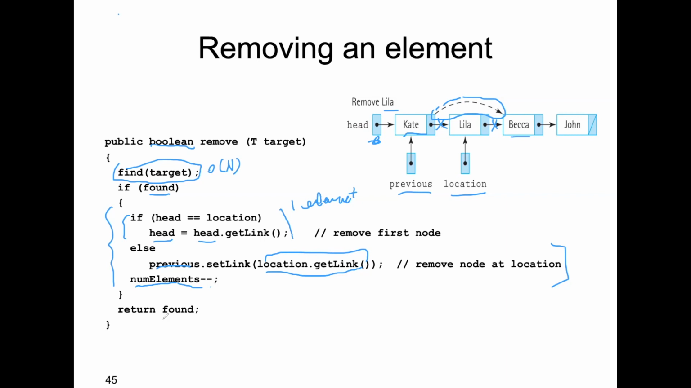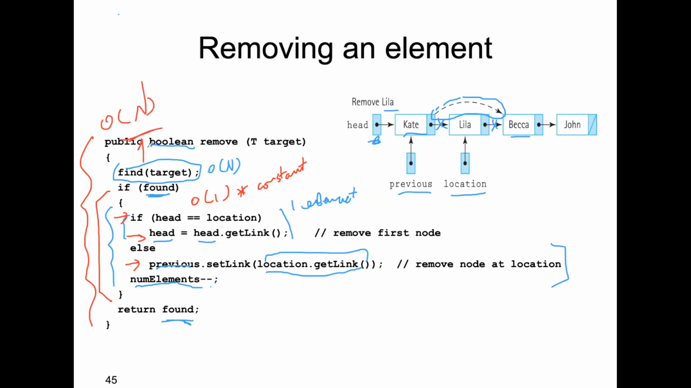Once done, return found. If found is not true to begin with, then this remove simply just returns found right away. Looking at the efficiency of your conditional clause here, there's no more iteration. Instead, you can treat each of these expression and statement as O of 1 times some constant, depending on how many steps you have here in your logic. So overall, your operation efficiency for remove is O of n, and that O of n comes from find.